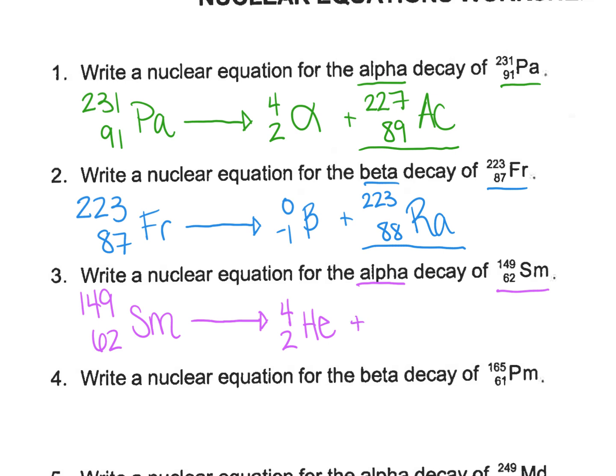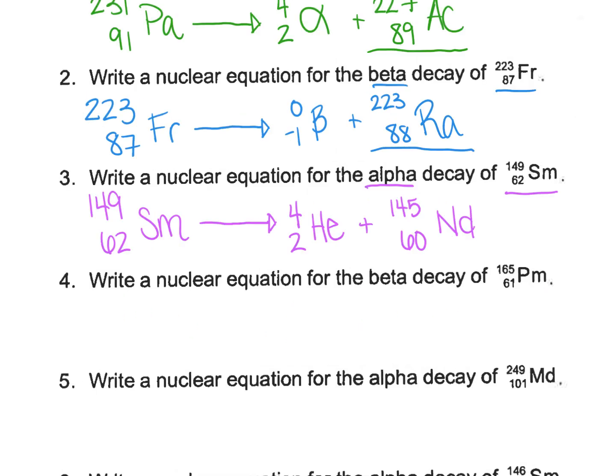And then what's 149 minus 4? Okay, so 145. And what is 62 minus 2? 60. And then if you look at the periodic table, what element is 60? Nd. Good.